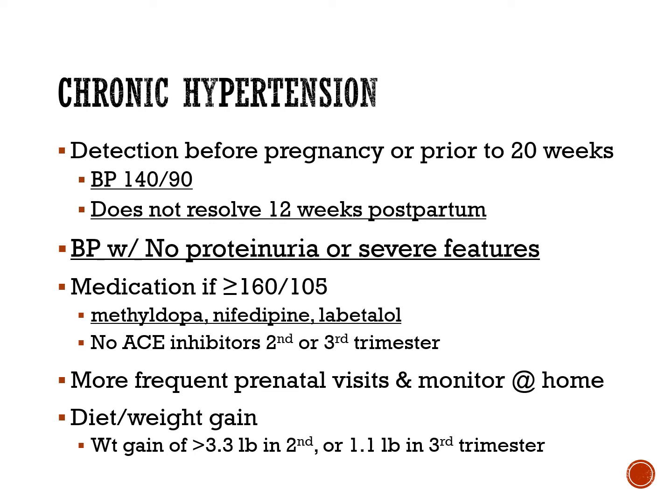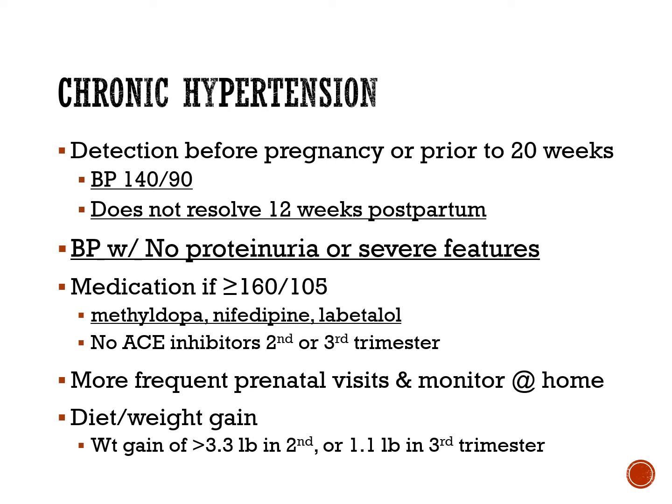There's no proteinuria, no other severe symptoms. You don't have any of the swelling, any abnormal lab work, nothing like that going on. So medication is used when your blood pressure is usually 160 over 105. Below that, most of the time, doctors just monitor and manage it with diet, exercise, relaxation, and resting.